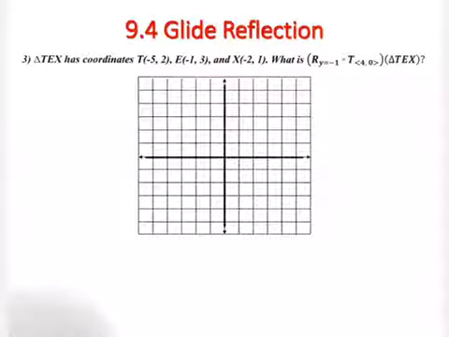Problem 3, we have triangle TEX with coordinates of (-5, 2), (-1, 3), and (-2, 1). So this is our pre-image. And we want to conduct the glide reflection of right 4, and then the reflection over the line y equals -1. So let's go ahead and translate right 4.